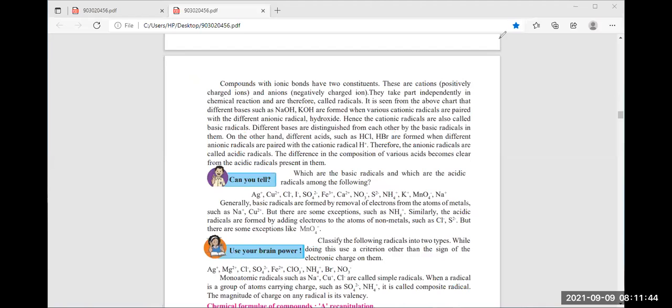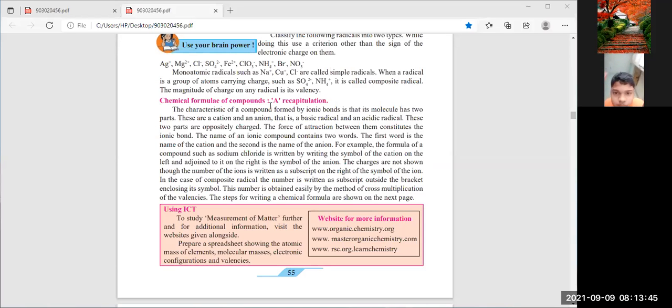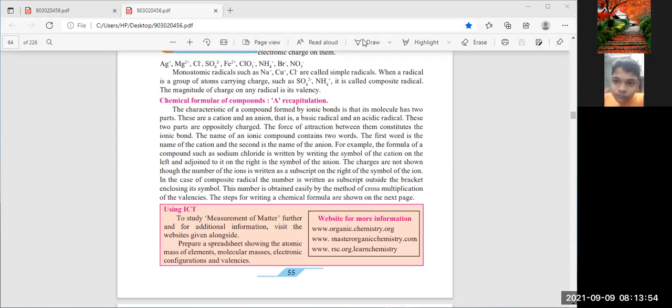Any problem, anyone in front? Now we know that we are writing Na+ OH-, suppose Na+ Cl-. We are writing these chemical formulas. But how does it form? Two ions combine together and form a new substance. We know that they form ionic compounds.